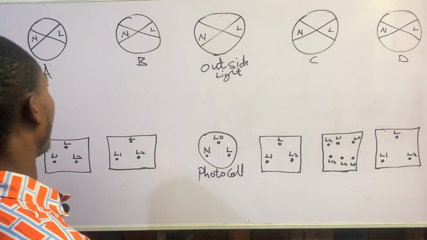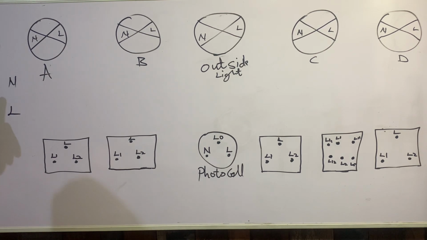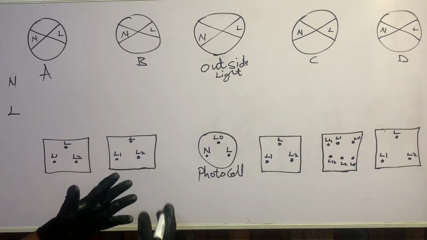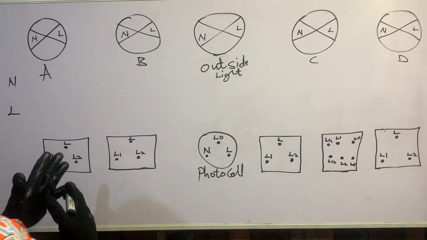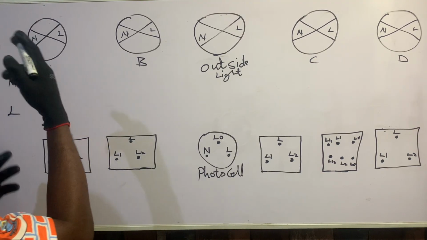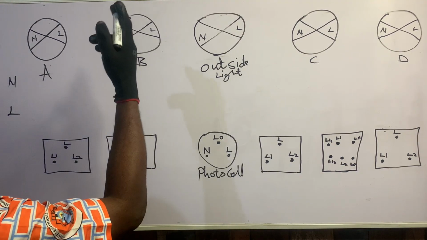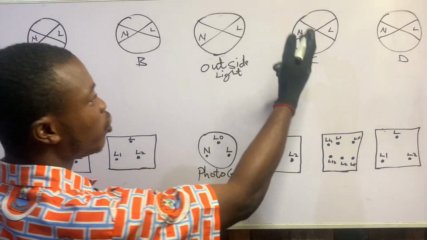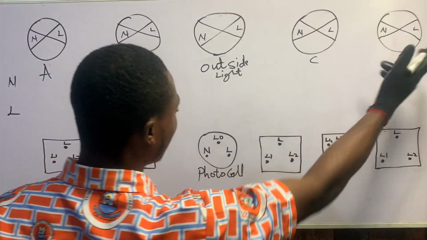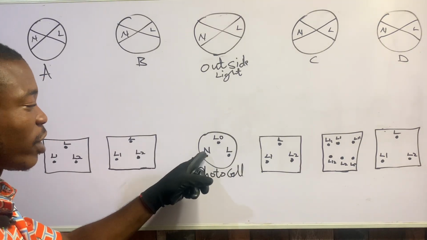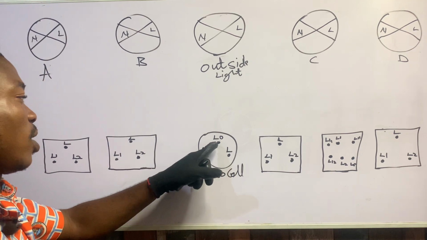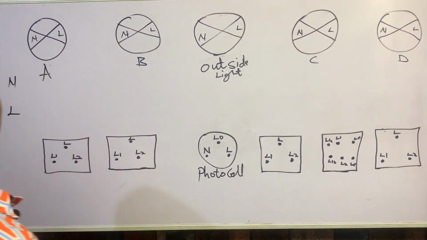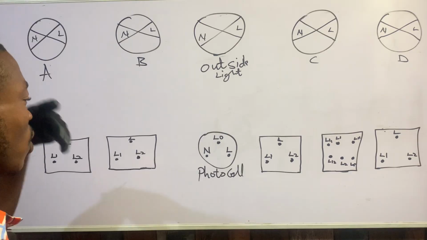Let's continue. As you can see, I have my neutral supply and my live supply here. First of all, we are about to connect the neutral supply, and the neutral supply is common. We have neutral terminal, live terminal, repeated for each lamp. In the photocell, we have a neutral terminal, a live terminal, and our load terminal. LO is our load, you can call it overload or load.